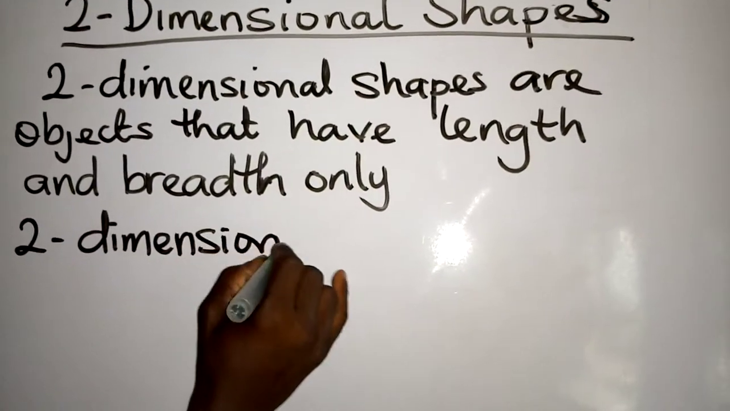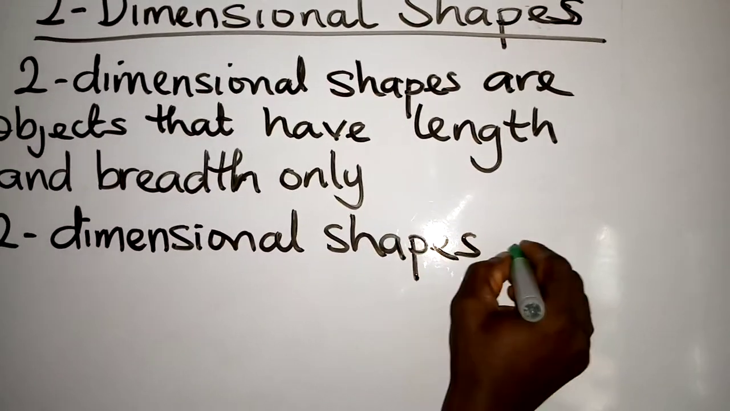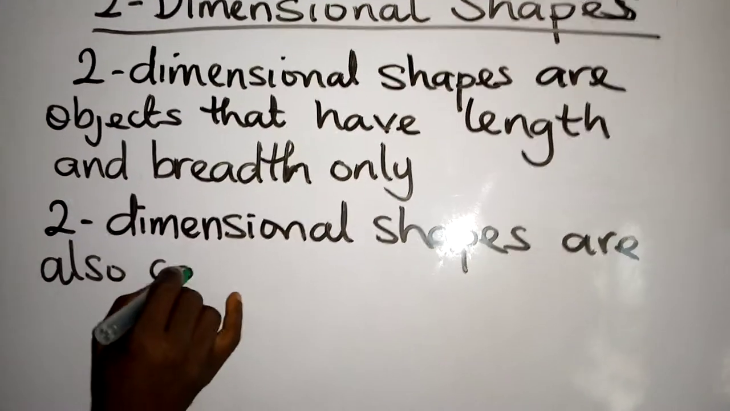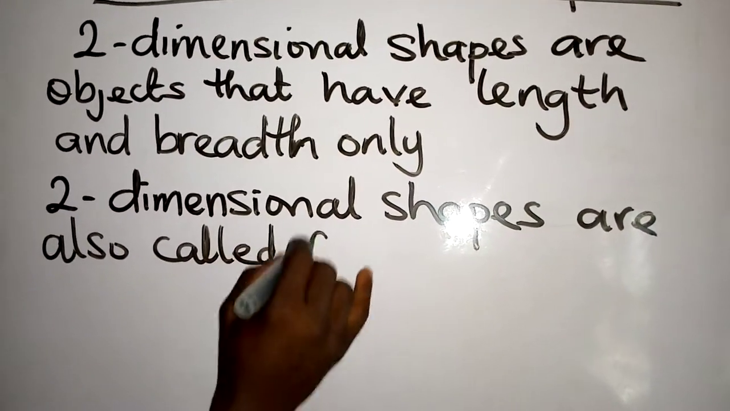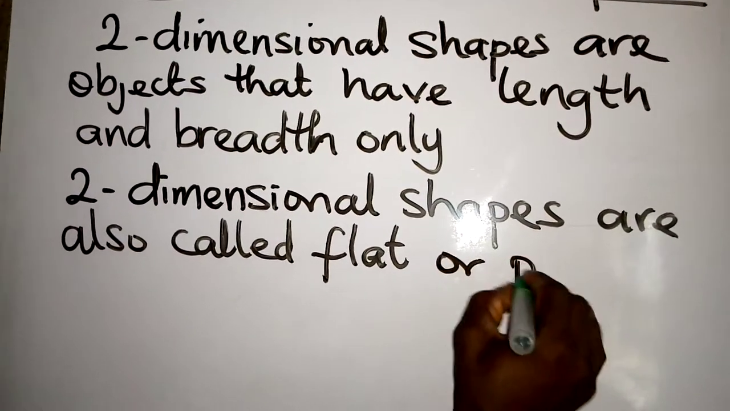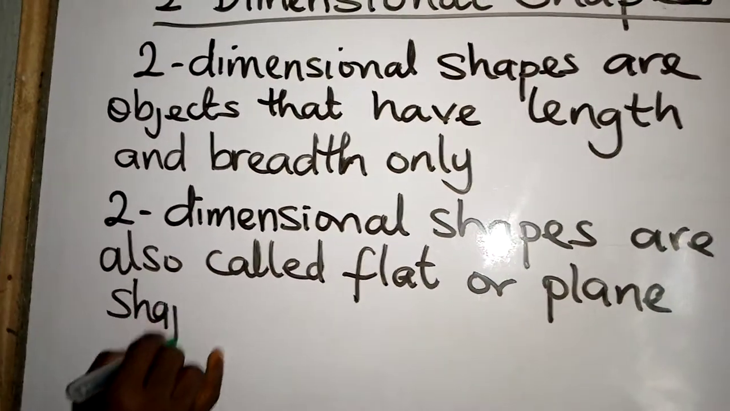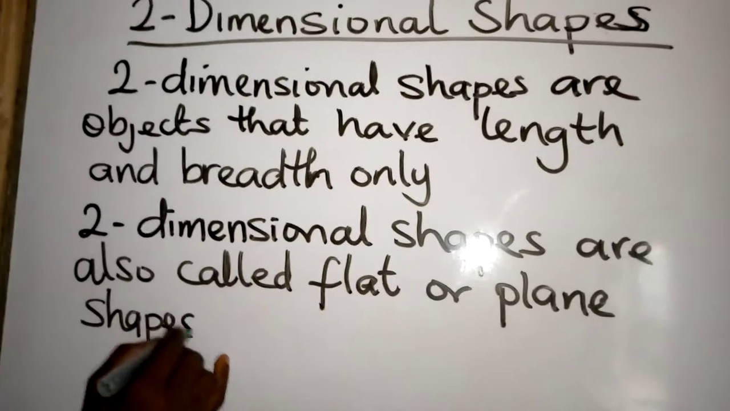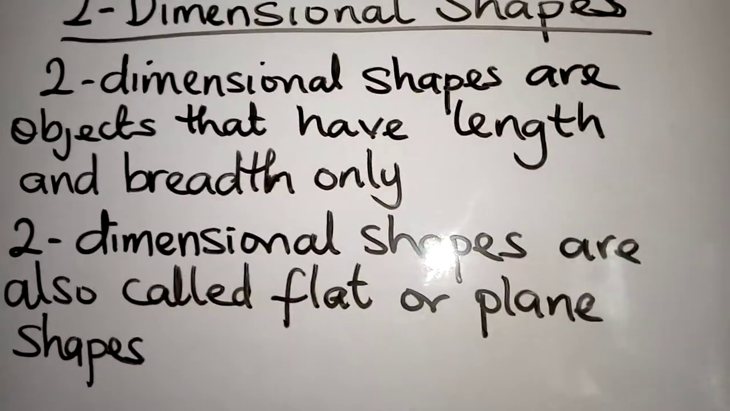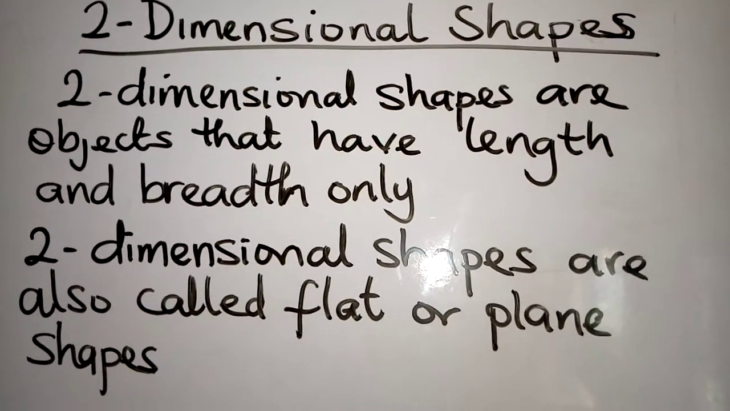Two-dimensional shapes are also called flat or plane shapes. These are the other names for two-dimensional shapes.